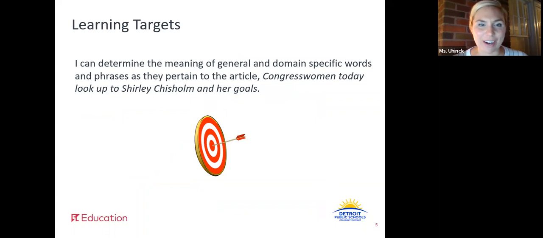Let's look at our learning target. I can determine the meaning of general and domain-specific words and phrases as they pertain to the article, Congresswoman Today, Look Up to Shirley Chisholm and Her Goals. And today we're going to be looking at a phrase in the article, and we're going to be thinking about how, like the learning target says, it pertains to the article. So, one, what does it mean? And how does it support the meaning of that whole article? All right, so let's dive in.